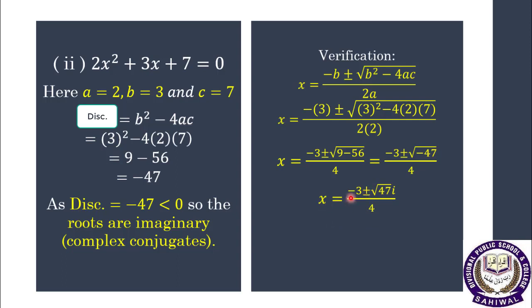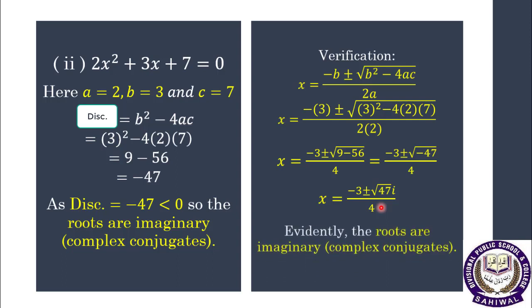So we have x is equal to minus 3 plus minus square root of 47 iota over 4. This plus minus means we have got two roots and they differ only with the sign. This property in complex numbers is known as conjugates. So minus 3 plus square root of 47 iota over 4 and minus 3 minus square root of 47 iota over 4 are the complex conjugates of each other. So we can say that the roots are imaginary and complex conjugates.